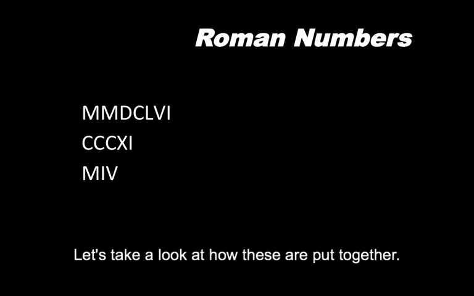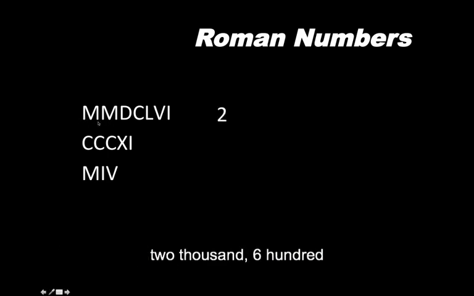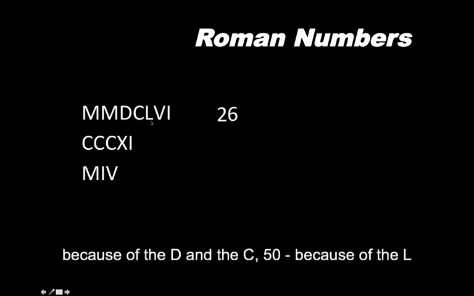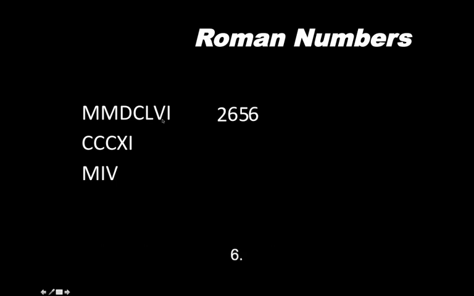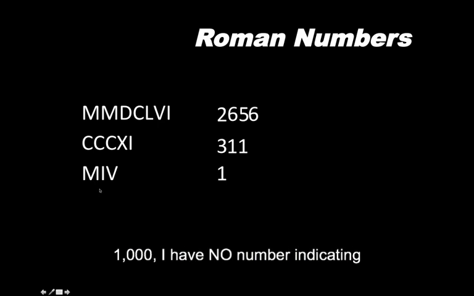The first number, MMDCLVI, would end up being 2,600 because of the D and the C, 50 because of the L, 6. Our next number, 300, 10, 1. So you have 311. And finally, our last number, MIV, 1,000.